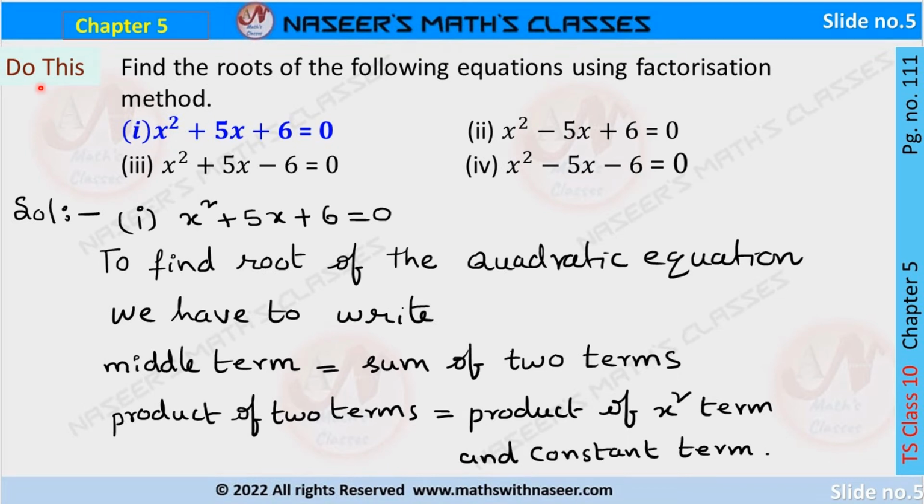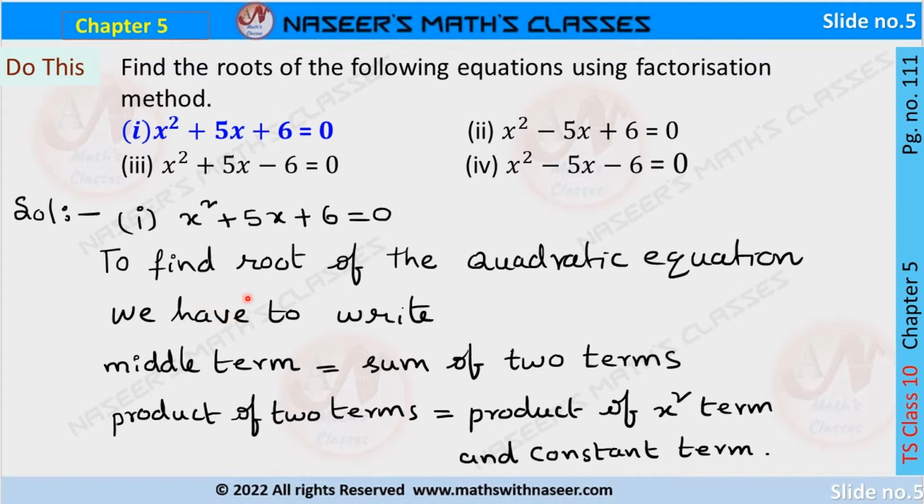Now we are going to do page number 111, chapter 5. Here it is given: find the roots of the following equations using the factorization method. Here 4 problems are given. First of all, we solve the first quadratic equation. So the first one is given: x square plus 5x plus 6 is equal to 0.